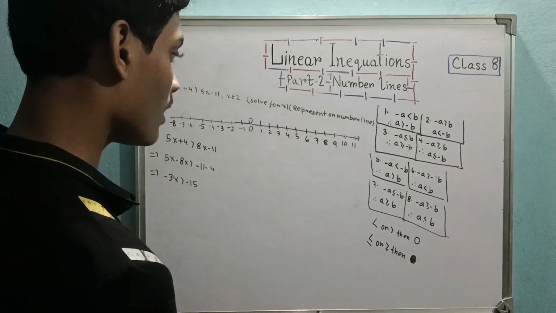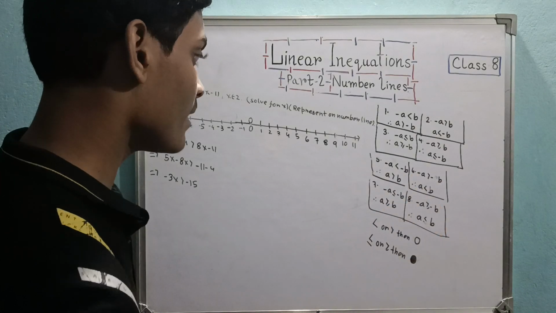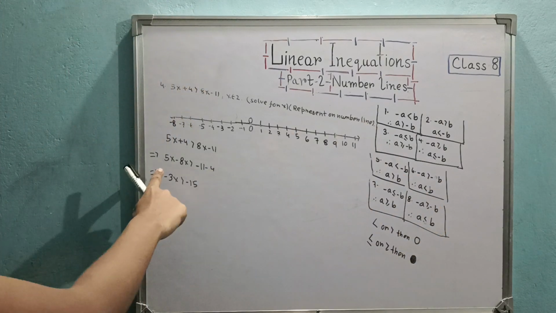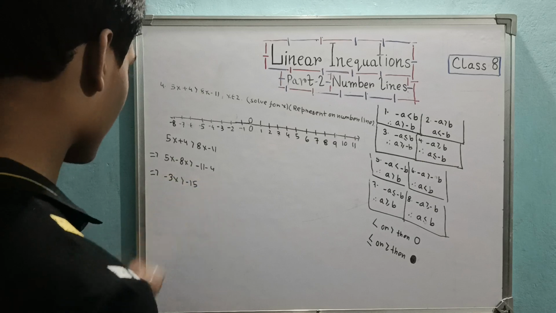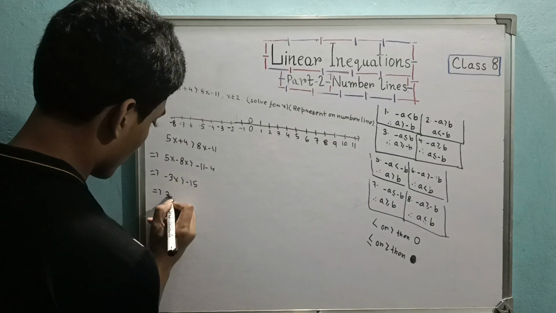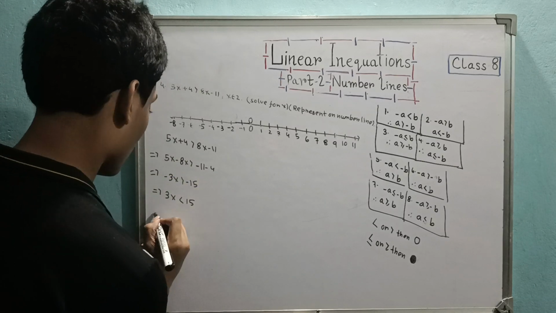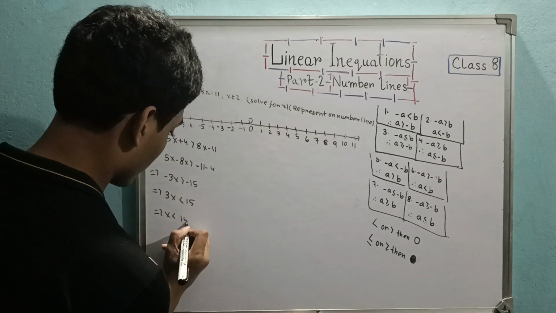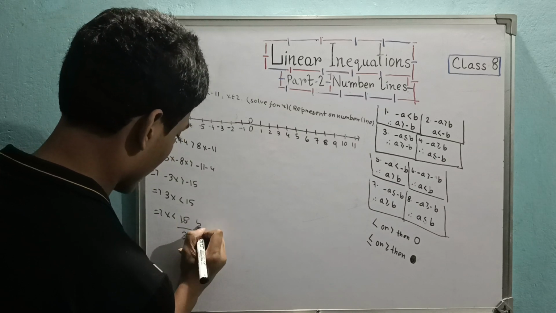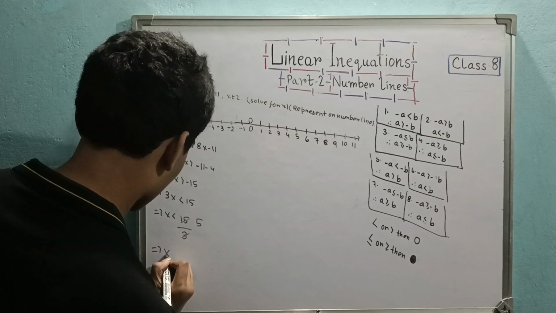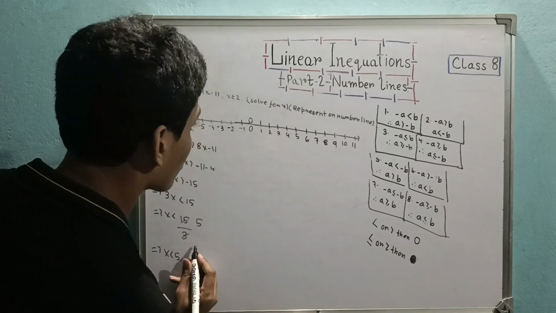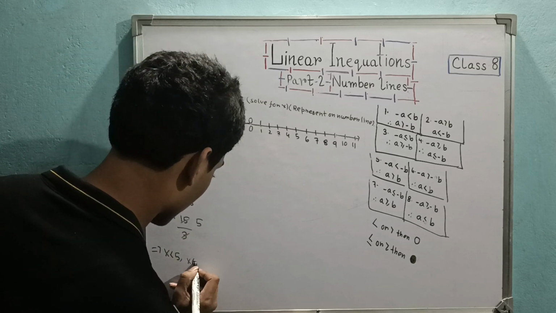Now, this rule: minus a greater than minus b, then a will be less than b. Or 3x less than 15, or x is less than 15 by 3. Cancel these two out. Or x less than 5, comma, x belongs to integers.